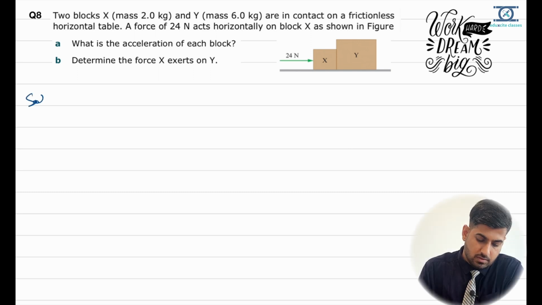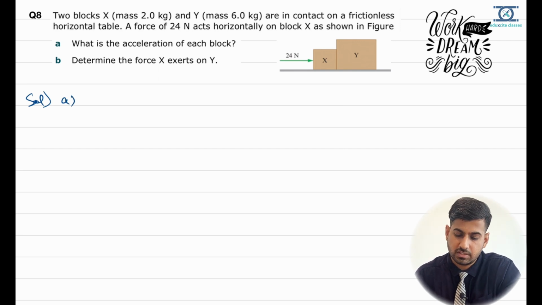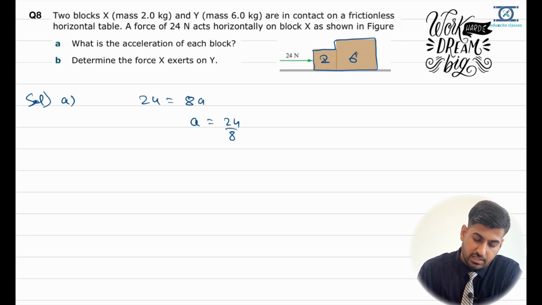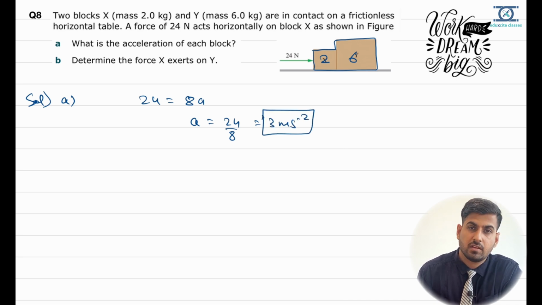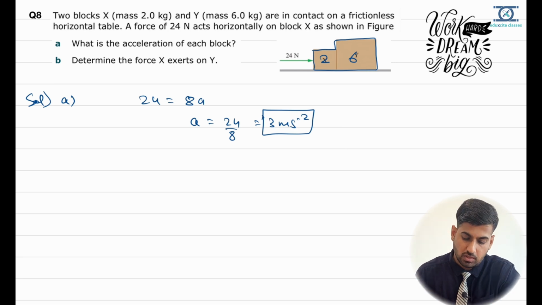Okay. Now this is quite easy. What is the acceleration of each block? So when the blocks are combined, we can consider this as one complete block. So x is 2, y is 6. So 2 plus 6 is 8. So I can say 24 is equals to 8a. So a will be 24 by 8, which is 3 meter per second square. This is quite easy because they are joined together, so we can consider them as one block.